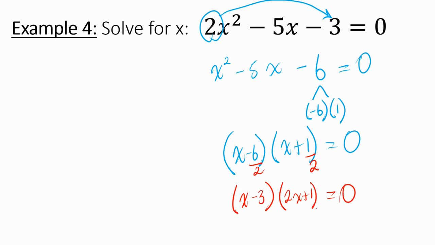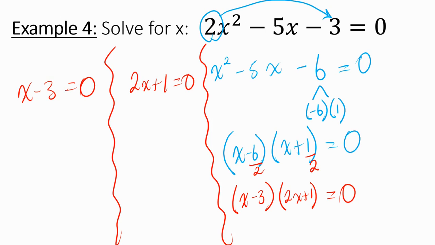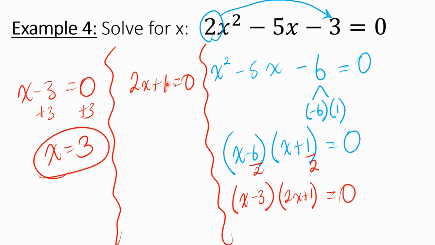All right. So now I'm going to go ahead and set each of these equal to 0 separately. So I'm going to have x minus 3 equals 0. And I'm going to have 2x plus 1 equals 0. All right, so x minus 3. Remember, it's really tempting to accidentally just say x equals -3, but you need to add 3 to both sides. So that means x equals +3 here. This one, start by subtracting 1. So 2x equals -1. Divide both sides by 2. I get x equals -1/2.